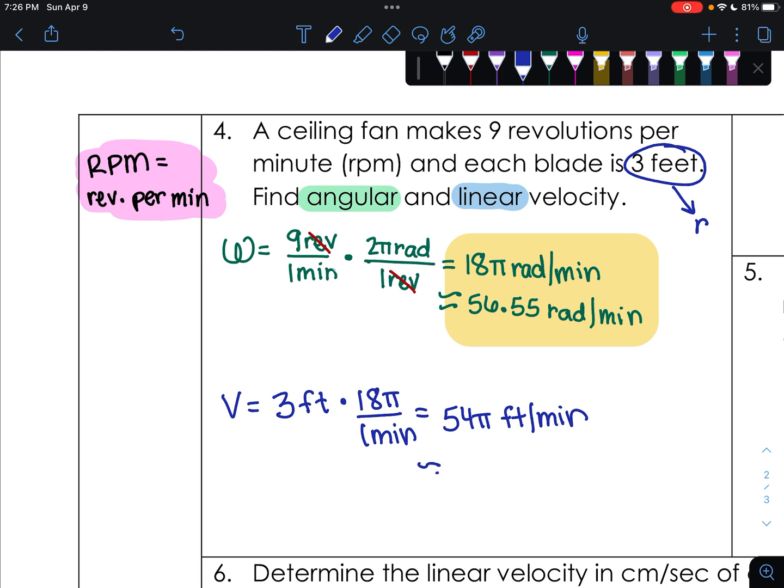If I wanted to change this to a decimal, I would get 169.6 feet per minute. You can pause this and type that into the calculator to make sure you understand how I got that decimal. But again, all I did was type it in the calculator, 54 times pi, and it gave me 169.6 feet per minute.